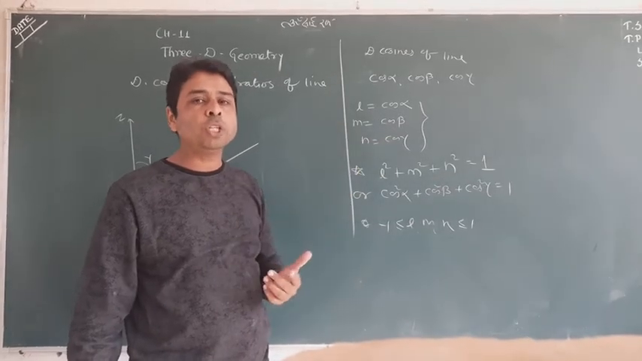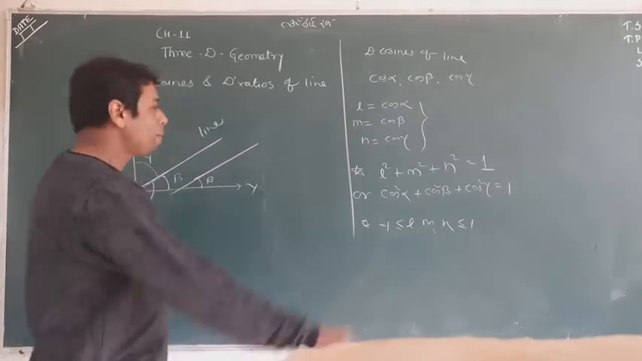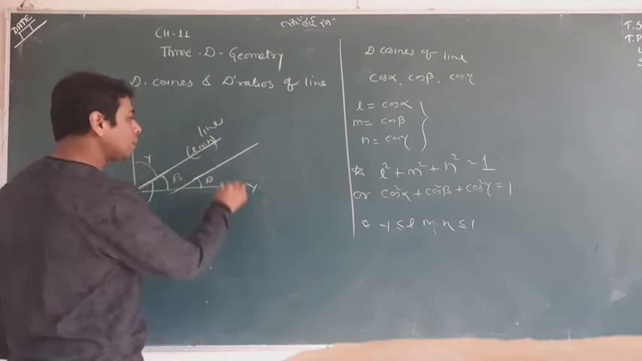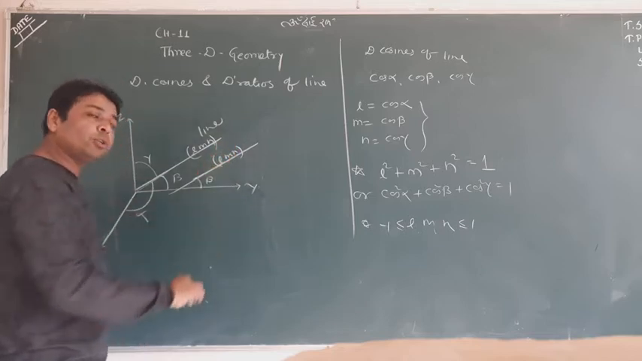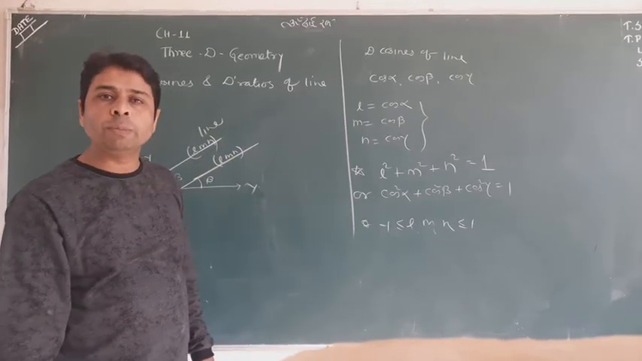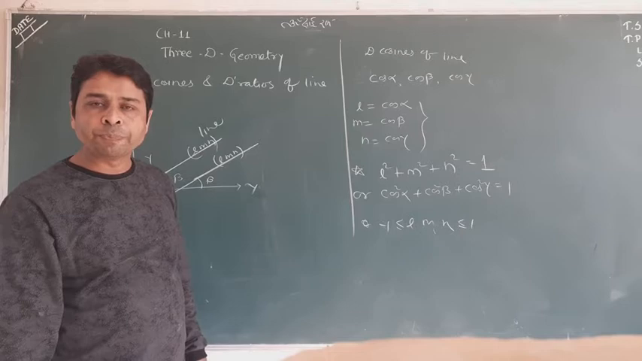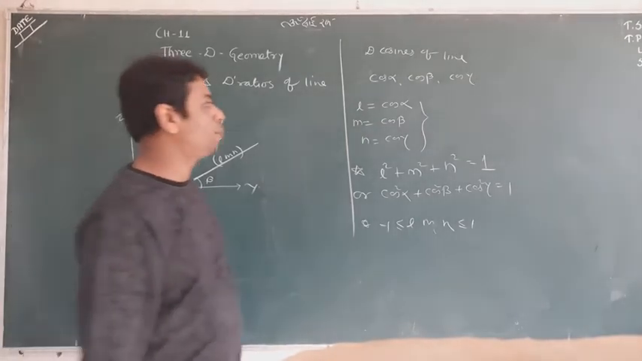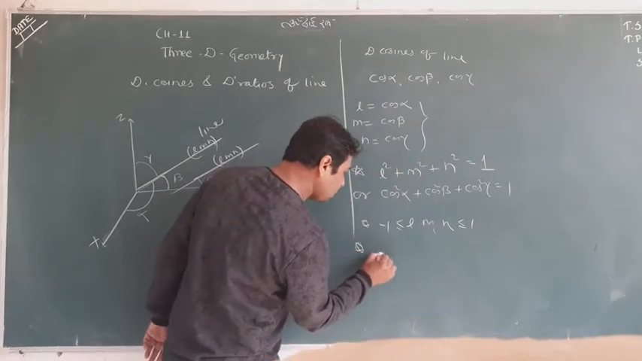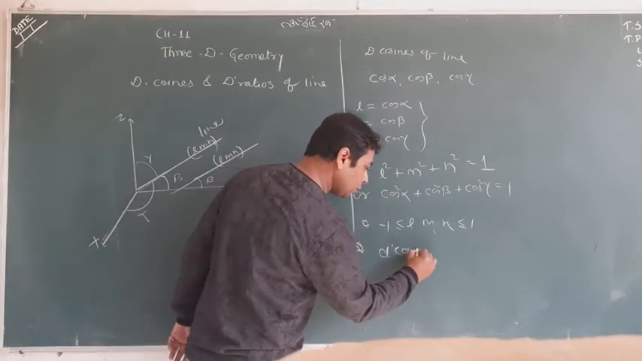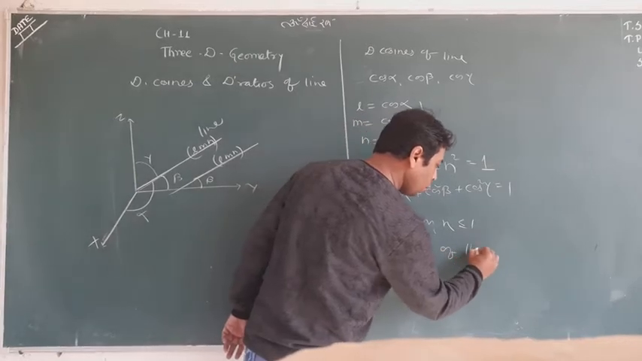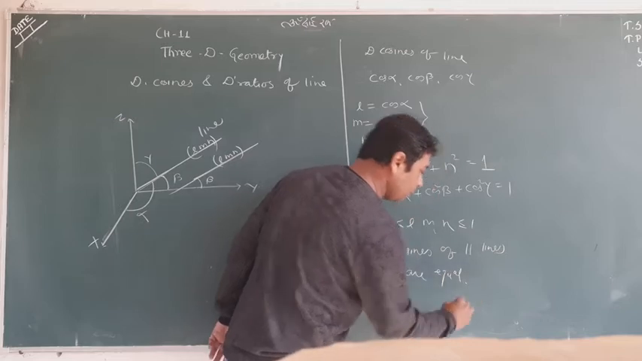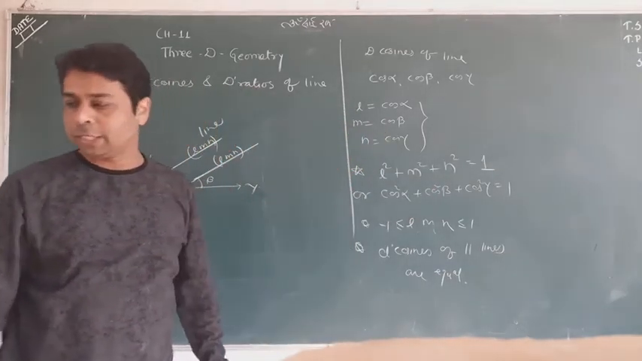So what conclusion will you take out? The conclusion is, if l, m, n are the direction cosines of this line, definitely the direction cosines of its parallel line will also be l, m, n, meaning they will not change. So we will take out the conclusion that direction cosines of parallel lines are always the same.